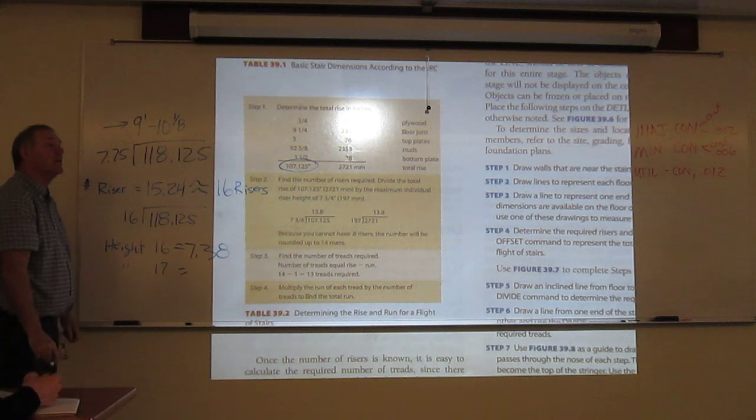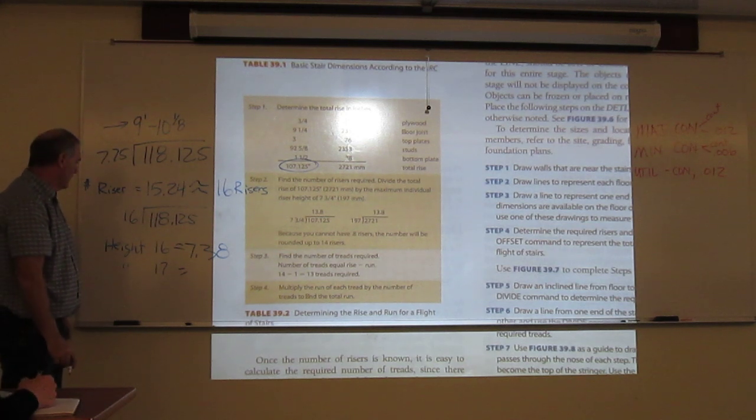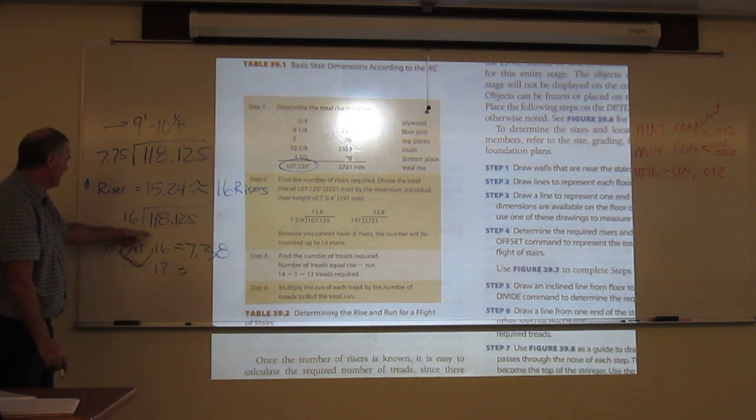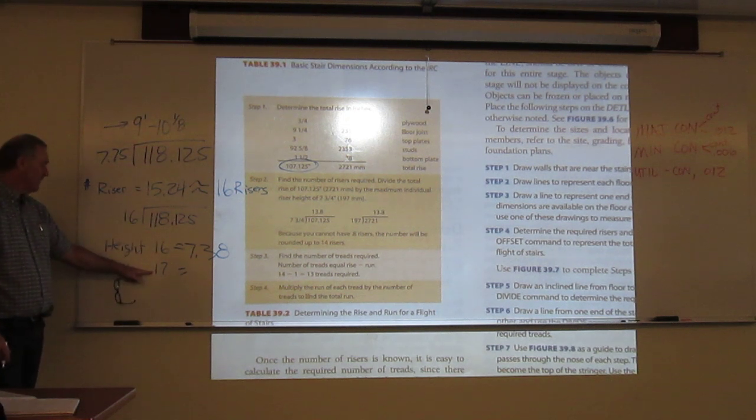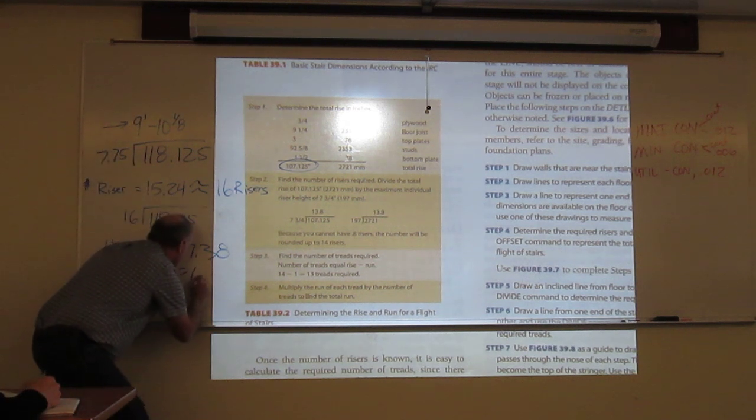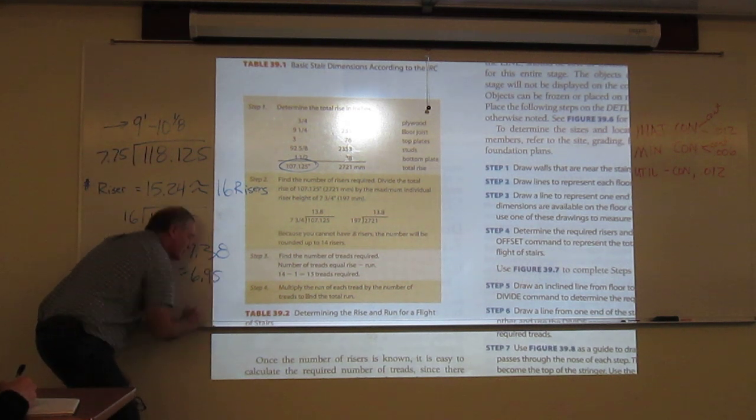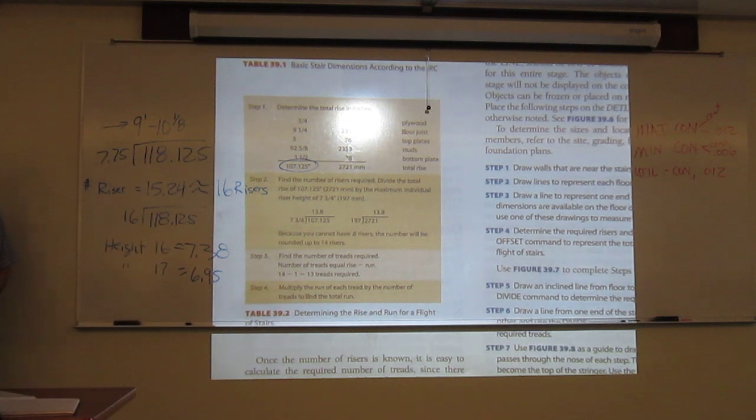11.07. No, I don't think so. 118 divided by 17? 188. 6.95. Did you get that much yet? 188, not 180. Okay. Same mistake I make when you're punching the buttons, huh? Hit the one next to it.